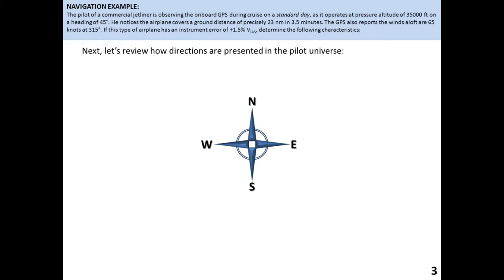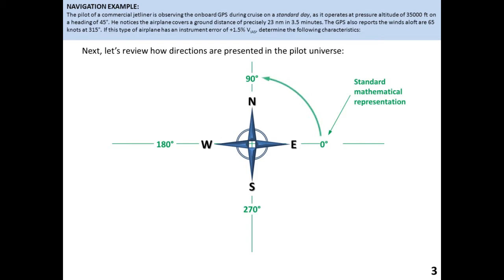First, consider the compass rose with which we are all familiar and in which north points upward, east points to the right, south downward, and west points to the left. The standard mathematical representation that we use assumes that 0 degrees is aligned with the east direction, 90 degrees points up north, 180 degrees points west, and 270 degrees points down south. For this reason, the orientation of increasing angles is counterclockwise.